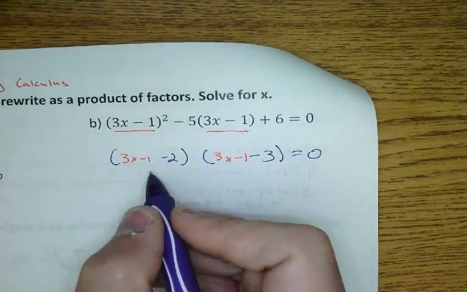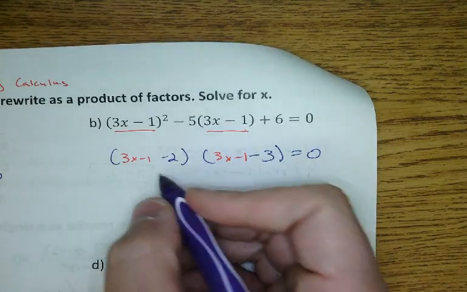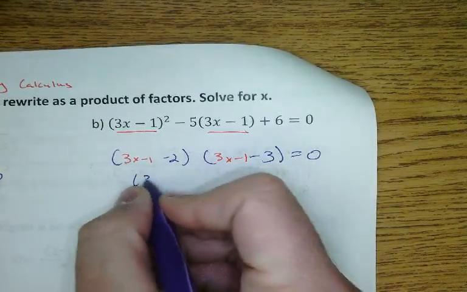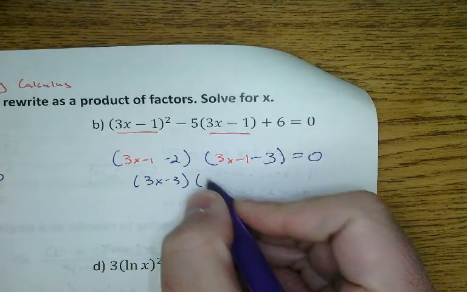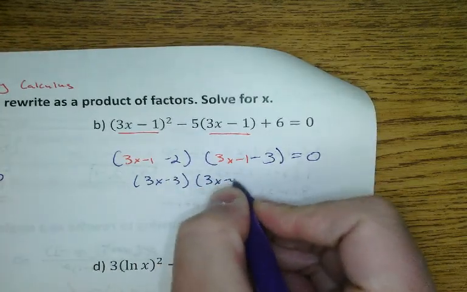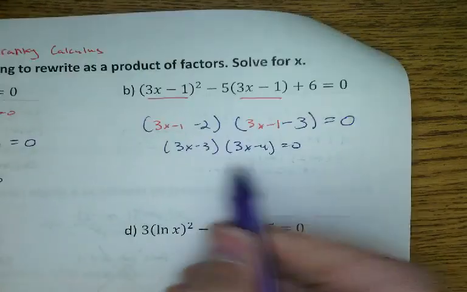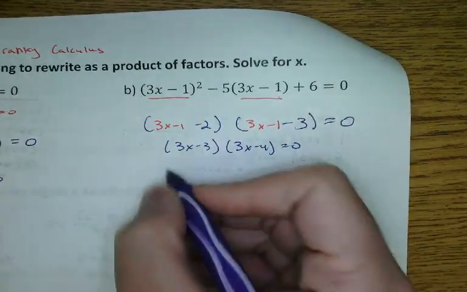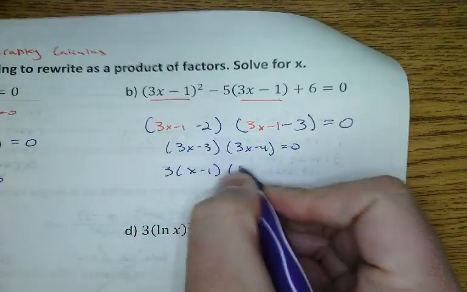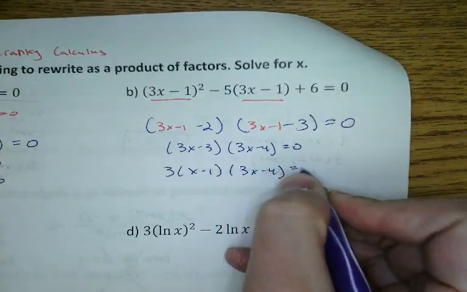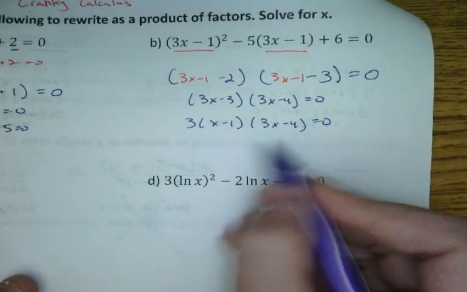So what does the first factor become? 3x minus 3, and then we're going to get 3x minus 4. Hey, we can still factor. What factors out of this first? Look how clean this looks. So clean. Set each of these equal to 0 here.